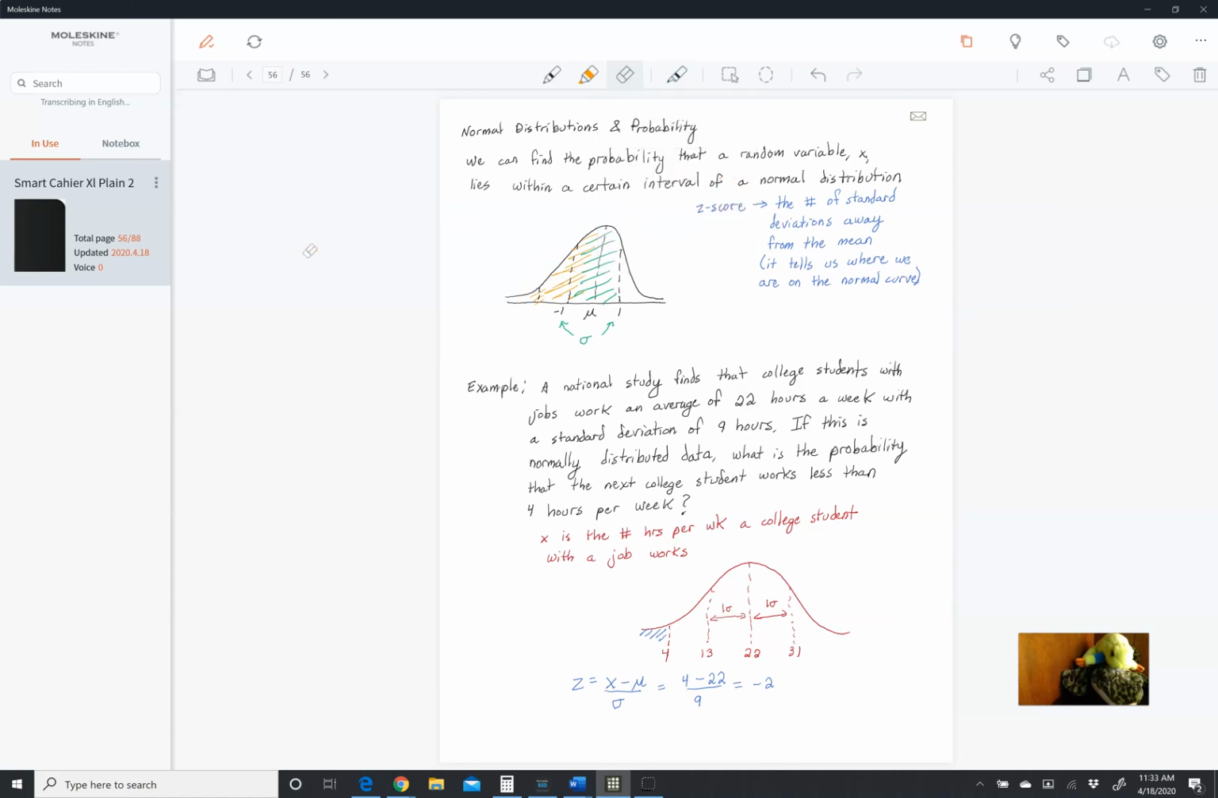If this is -2, then we're looking for this area over here, okay? Just like we're saying here. It's just that in this case, we're going to label it with actual numbers. But even if we label it with actual numbers, we still have to figure out how far we are from the mean. And then to find this area, we're going to use that z-score table.